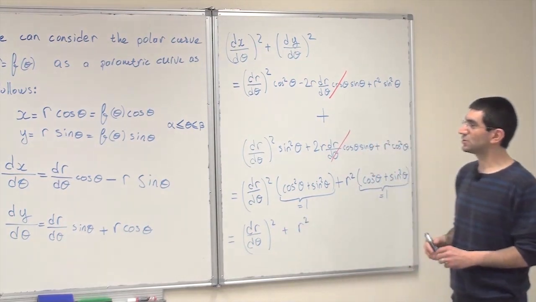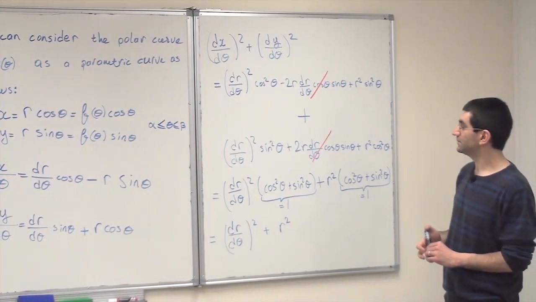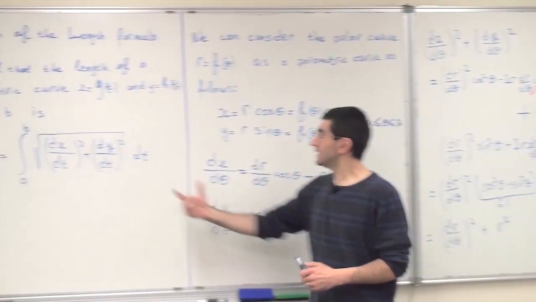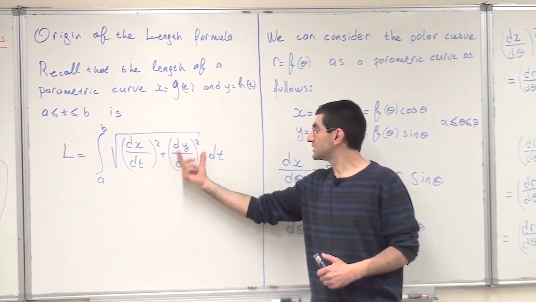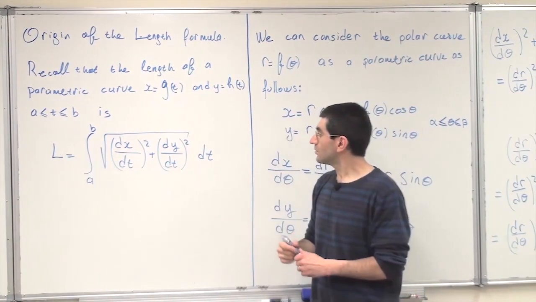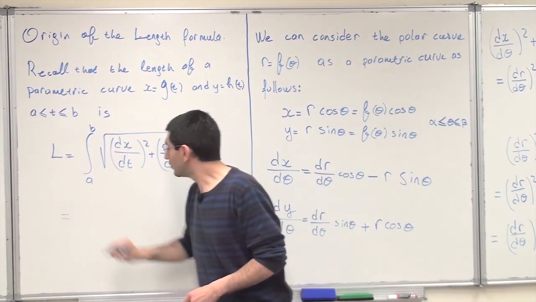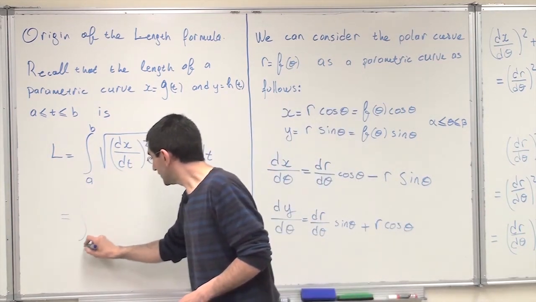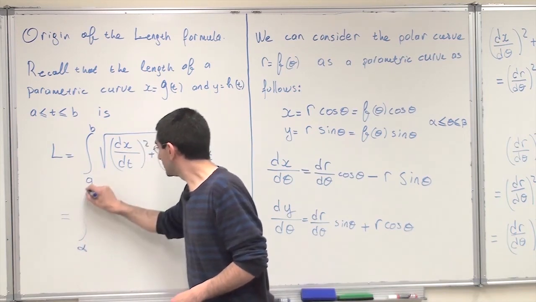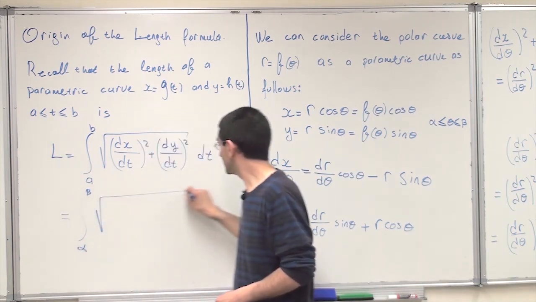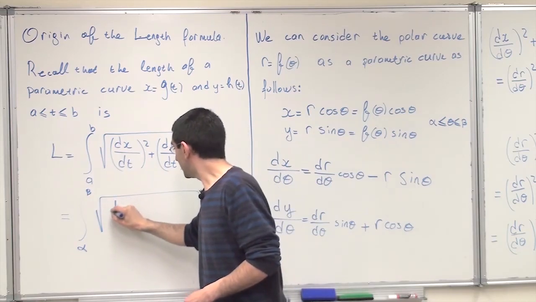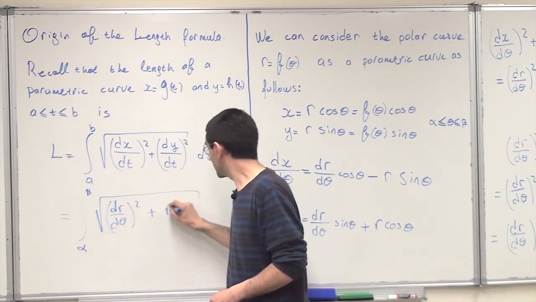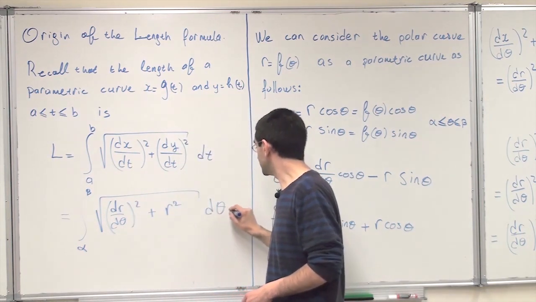What we have shown in these calculations is that dx over d theta squared plus dy over d theta squared, when our parametric curve comes from a polar curve, simplifies so that the length is the integral from alpha to beta of the square root of dr over d theta squared plus r squared d theta.